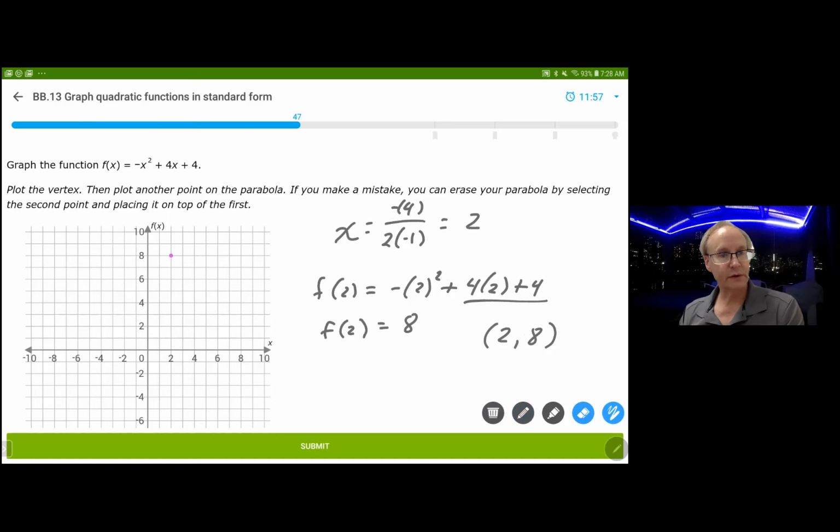So 2, 8 is my vertex. Now, a negative 1 means that it's a standard parabola going down. So 1 squared times negative 1 is negative 1. 2 squared is negative 4. When you multiply by negative 1 is negative 4, and so on. There it is. Let's do another one.